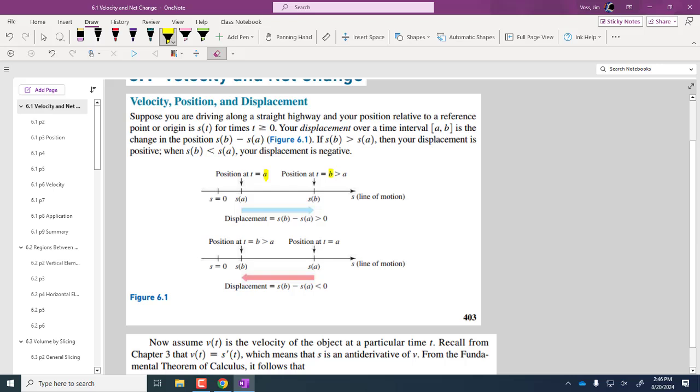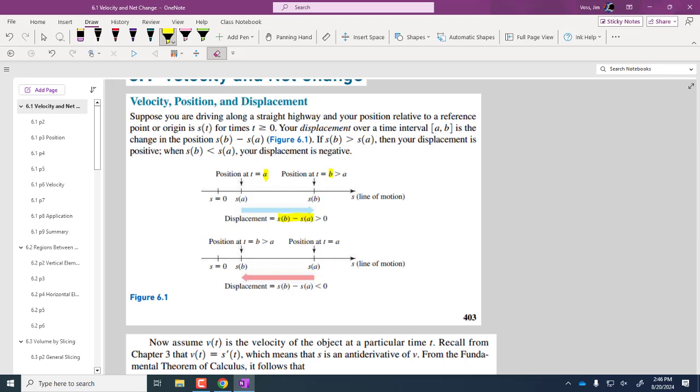And what we are going to do is form something called displacement. Displacement will be S of B minus S of A. S is going to be the position at a t-value of B minus position at a t-value of A. That'll be displacement. Displacement can be positive or it can be negative. Depends on which direction you're moving.